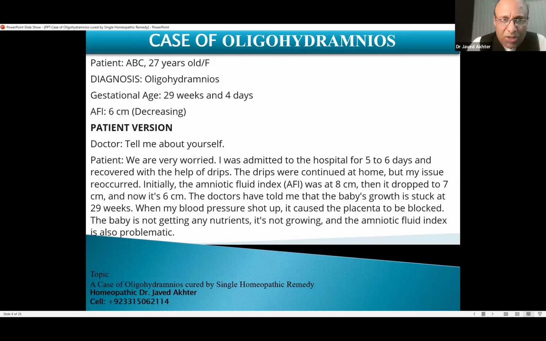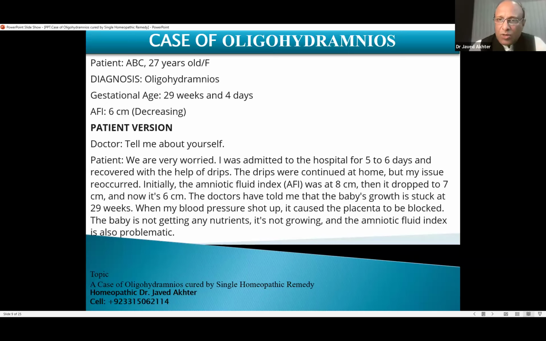What is the patient's version here? Tell me about when the patient was consulted. So I asked her, tell me about yourself. The patient said, we are worried. I was admitted to the hospital for 5 to 6 days and recovered with the help of a drip.